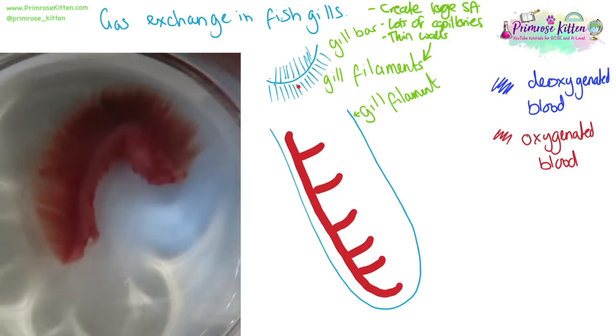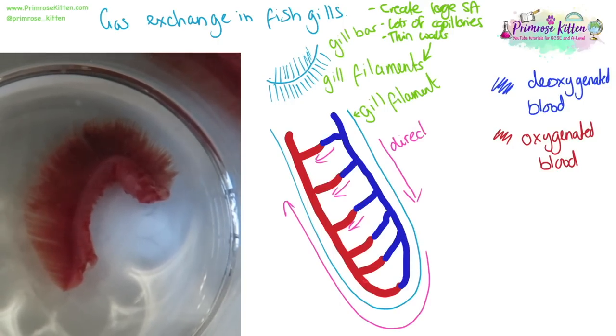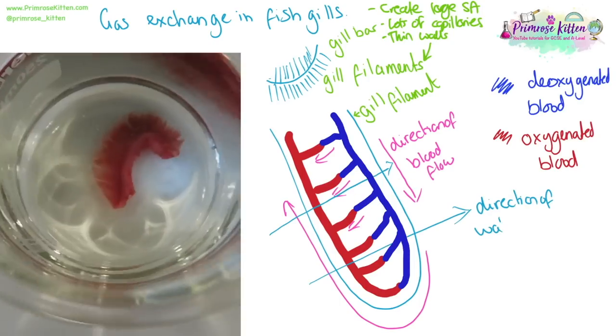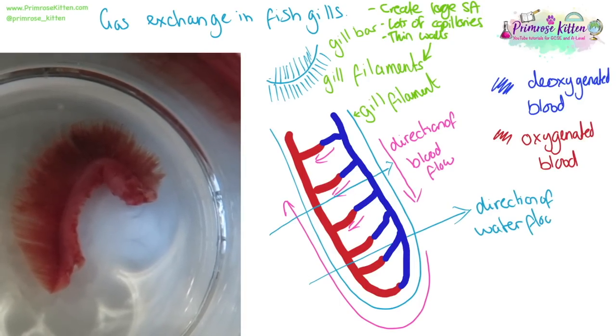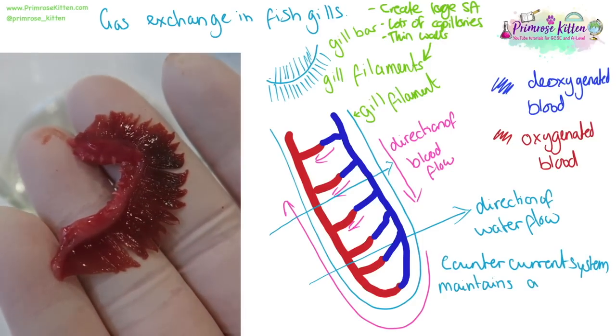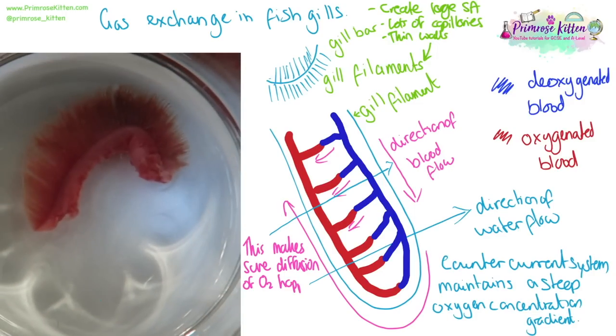This is a single gill filament. Blood will flow in this direction and water will flow in the opposing direction. This countercurrent system maintains a constant gradient. The important thing to note here is that this countercurrent system maintaining this concentration gradient is what makes sure the diffusion happens across the whole length of the gill filament.